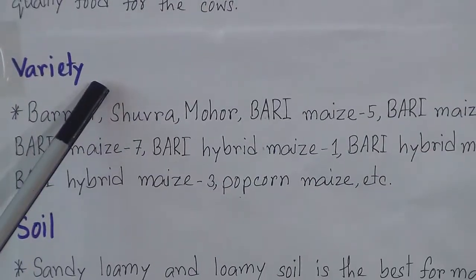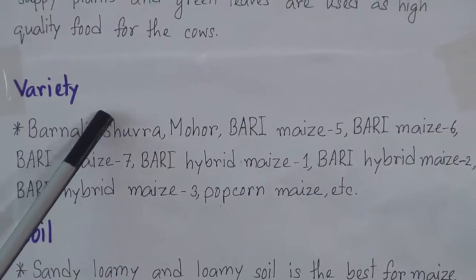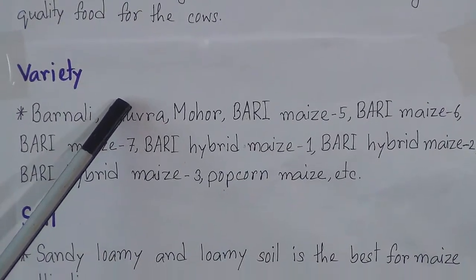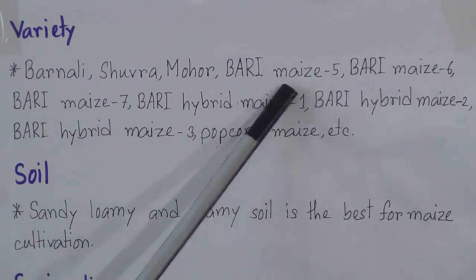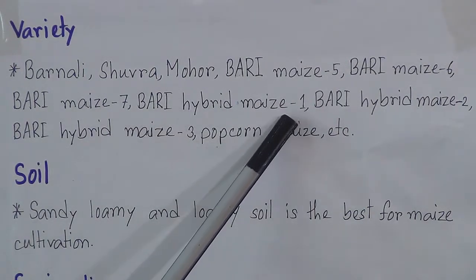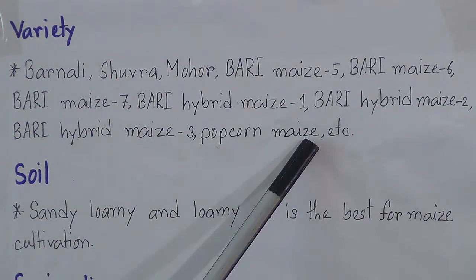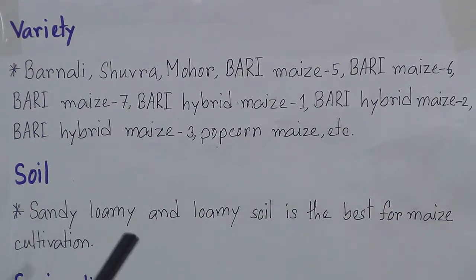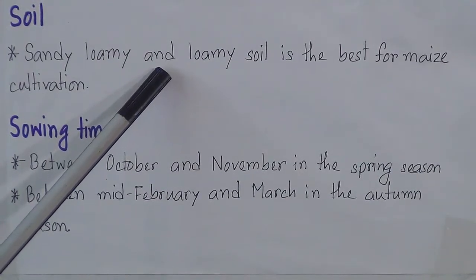Now the variety. There are different kinds of varieties of maize, and Bangladesh Agricultural Research Institute, that means BARI, produce some high yielding varieties of maize, and among them Barnali, Shubro, Mohor, BARI maize 5, BARI maize 6, BARI maize 7, BARI hybrid maize 1, BARI hybrid maize 2, BARI hybrid maize 3, and popcorn maize, etc. are remarkable. Now what type of soil is needed to cultivate maize? Sandy loamy and loamy soil is the best for maize cultivation, but we need to remember that the soil does not get waterlogged.